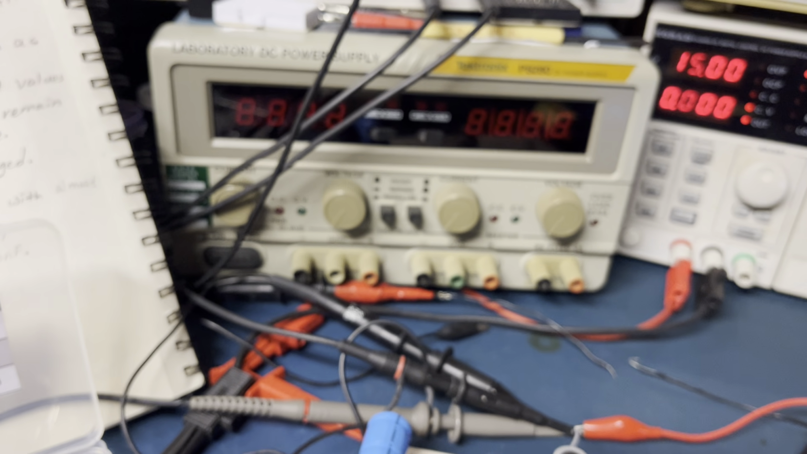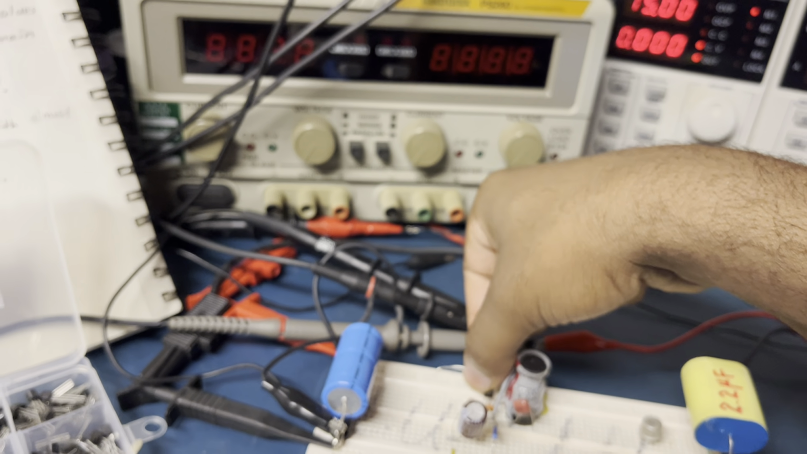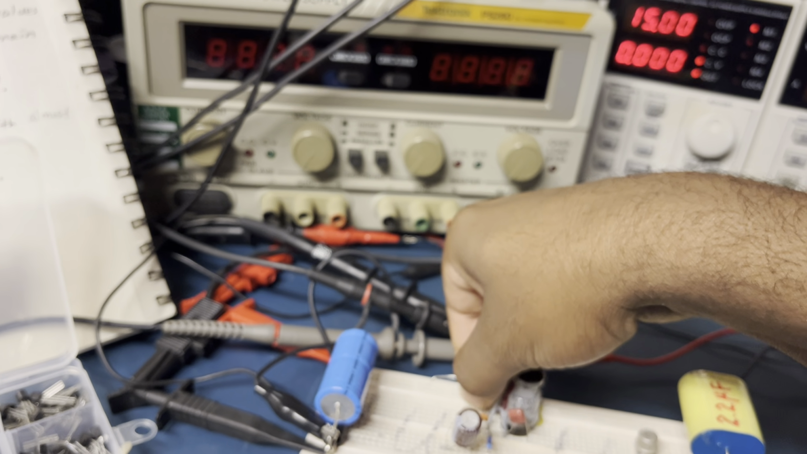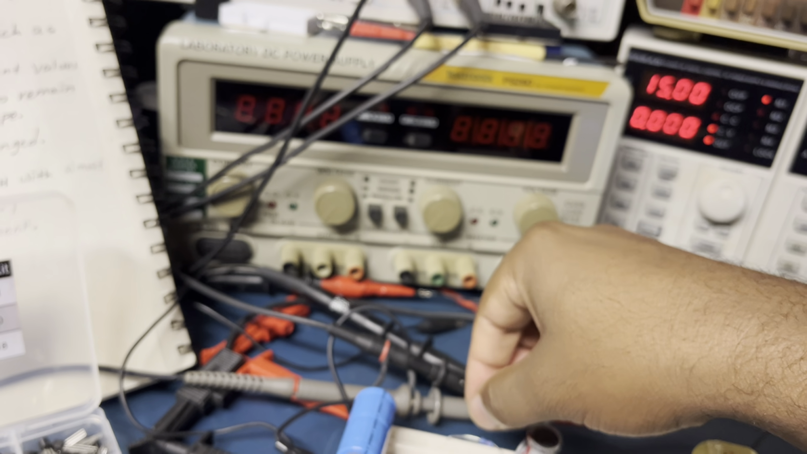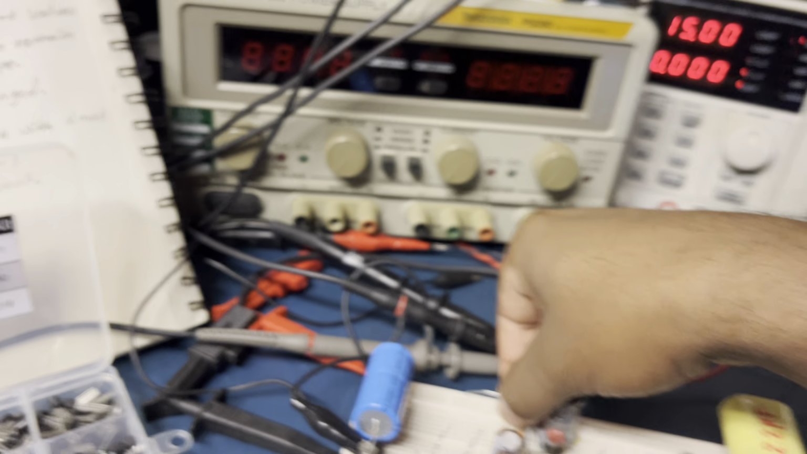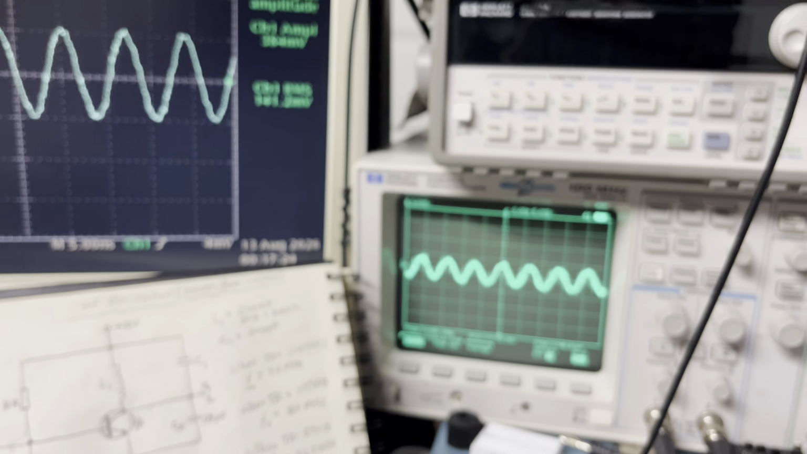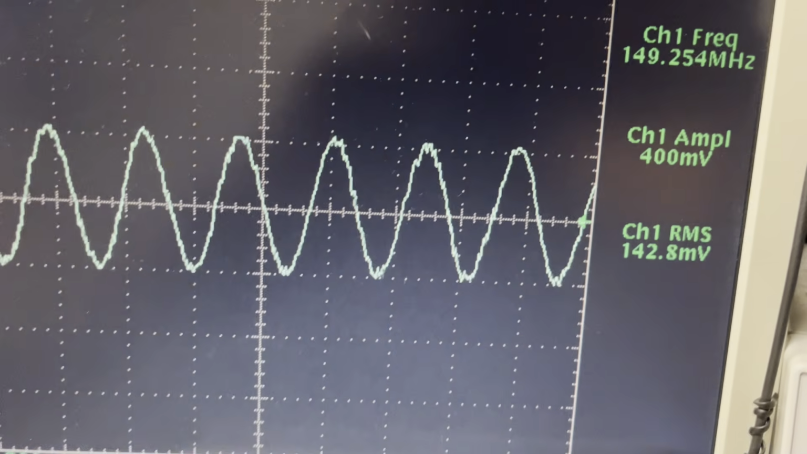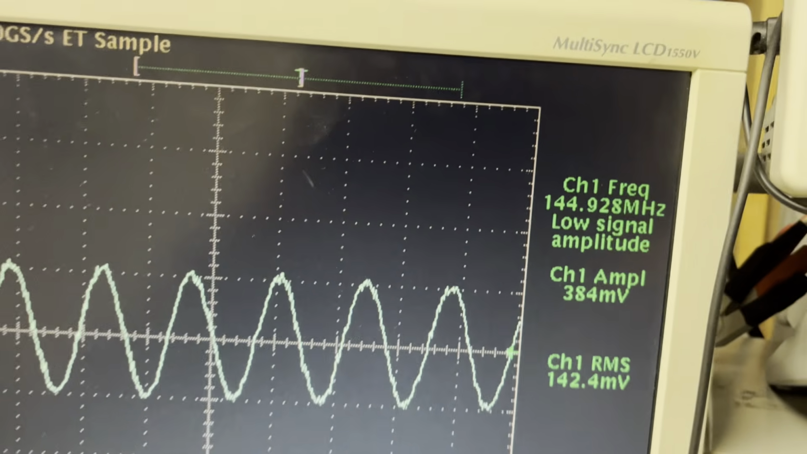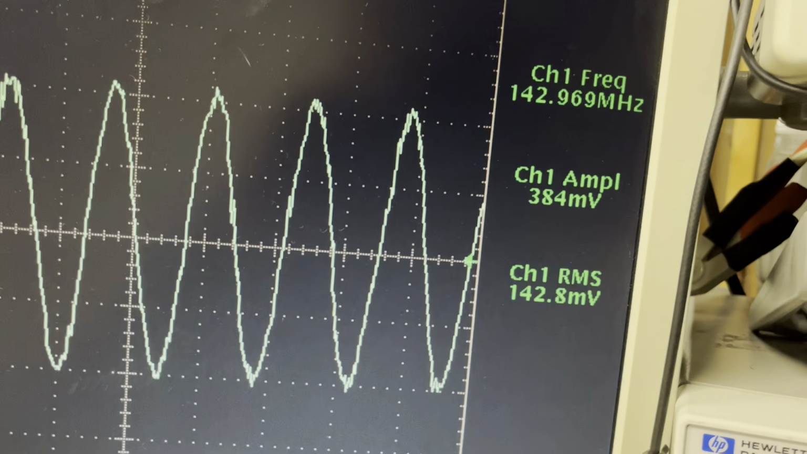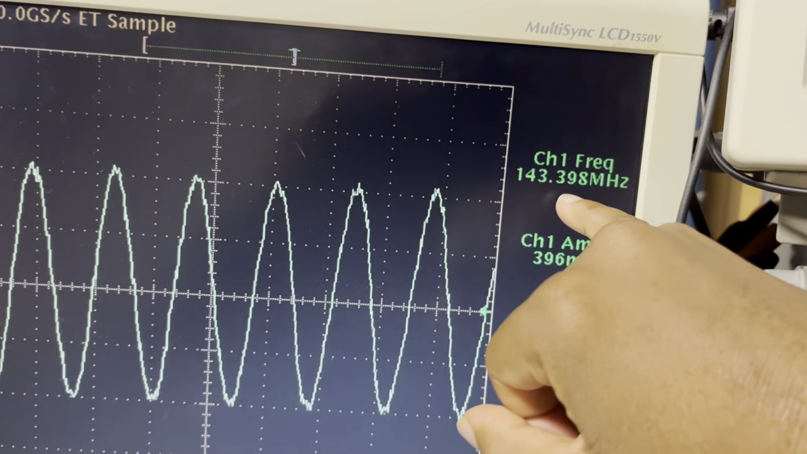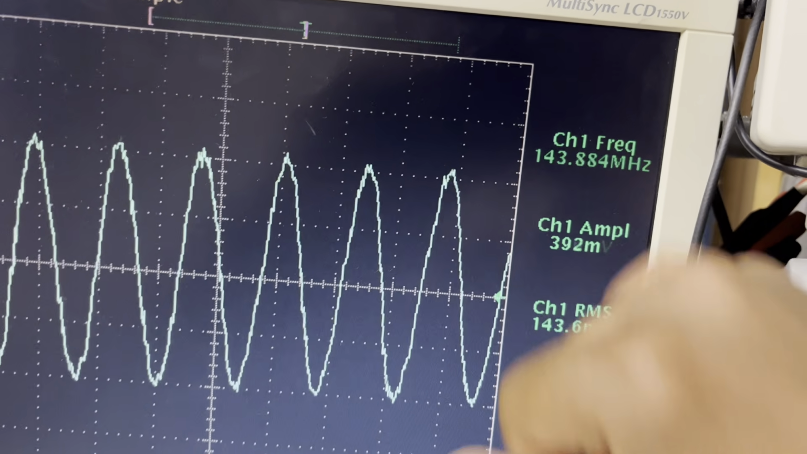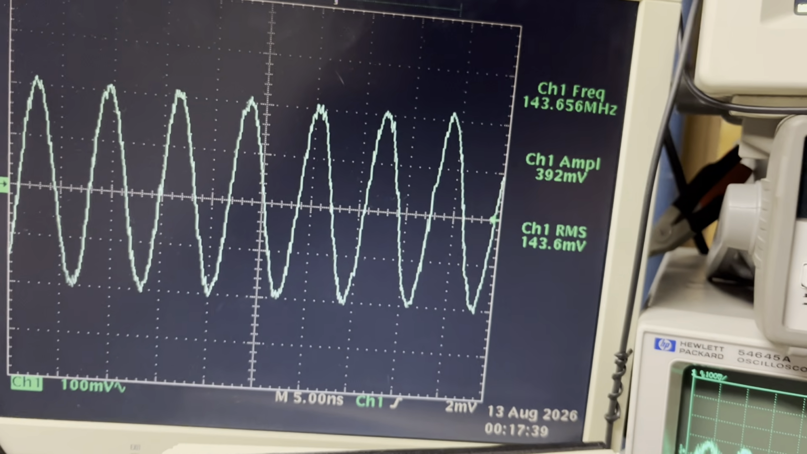So you can see this one is saying it can't, it's actually, what happened? Did it just get disconnected? Yeah, okay, there we go. Let me quickly set this up. Okay, here it is. I think it was a loose connection, but anyway, you can see it's oscillating. If we increase the magnitude on this, it's oscillating around 145, 146 megahertz, close to 150 megahertz.